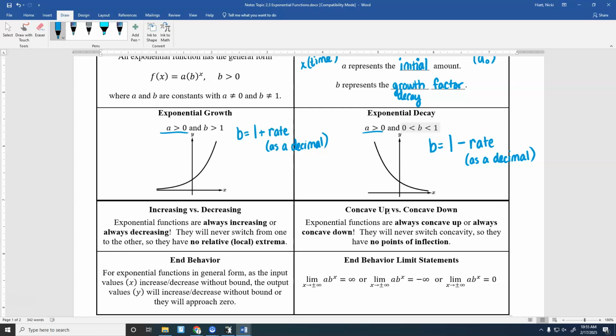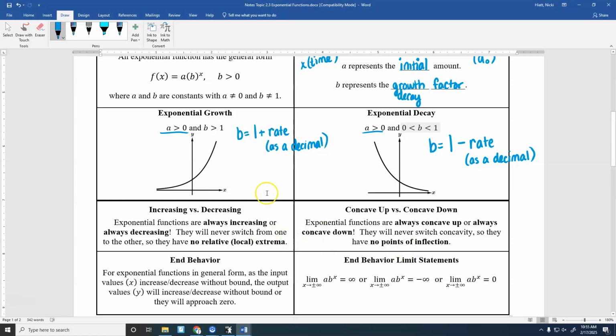Typically, the ones that are used in real life situations are going to be concave up, because the two that you're looking at right here are typically the ones you see in real life situations. It is possible to have a negative A value which flips these upside down, and that will make these concave down. So it is possible to have a function that's concave down. They're just less likely to be used in real life situations.